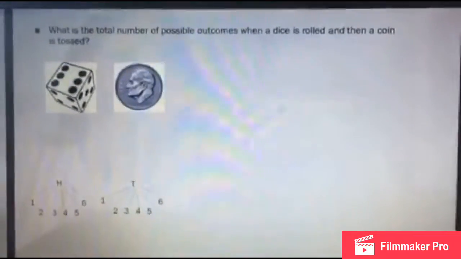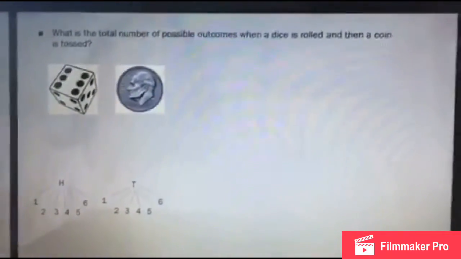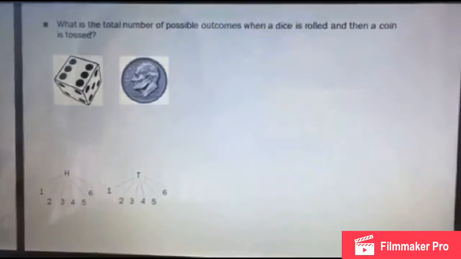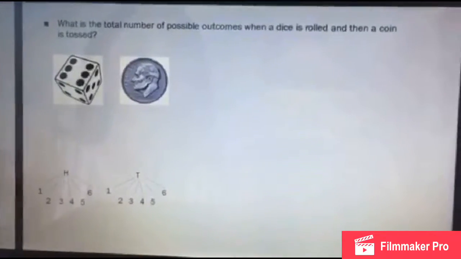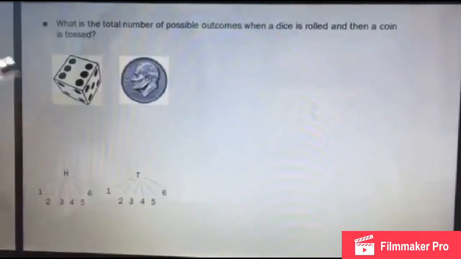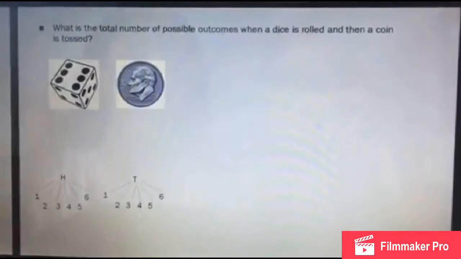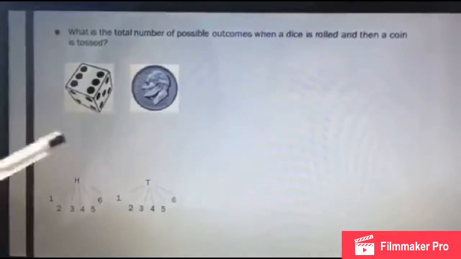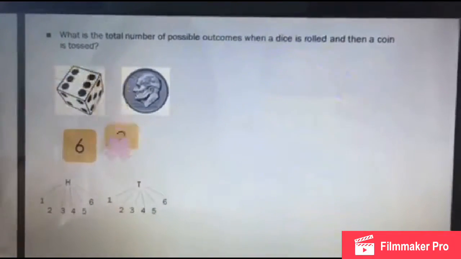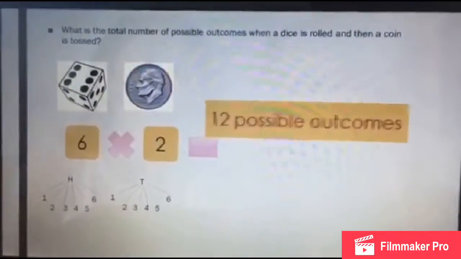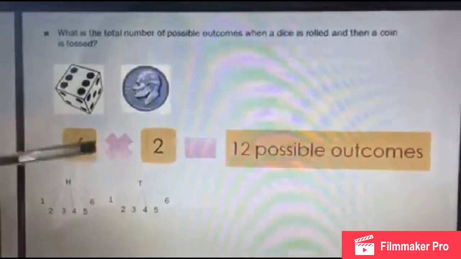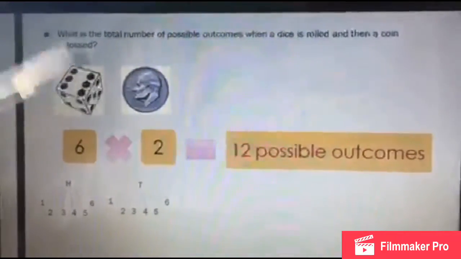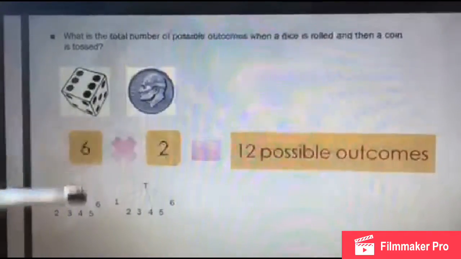So for example, we have this problem. What is the total number of possible outcomes when a dice is rolled and then a coin is tossed? The possible outcomes for the dice is 6 because it has 6 sides. And the possible outcomes for a coin is 2 because it has 2 sides, the heads and tails. So 6 times 2 is equal to 12 possible outcomes. We multiplied the possible outcomes of a dice to the possible outcomes of the coin. So we got 12 possible outcomes.